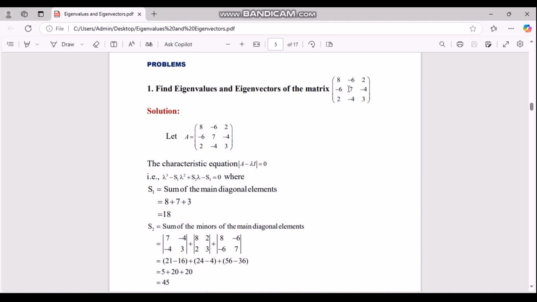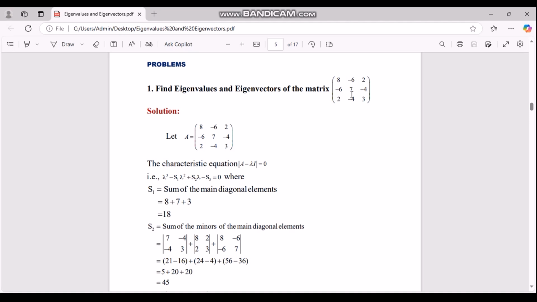So the minor of 8 is this determinant 7, minus 4, minus 4, 3. And the next main diagonal element is this 7, so they leave this row and leave this column. So it is 8, 2, 2, 3. And the last diagonal element is 3, and leave this row and leave this column. And here the minor is 8, minus 6, minus 6, 7.